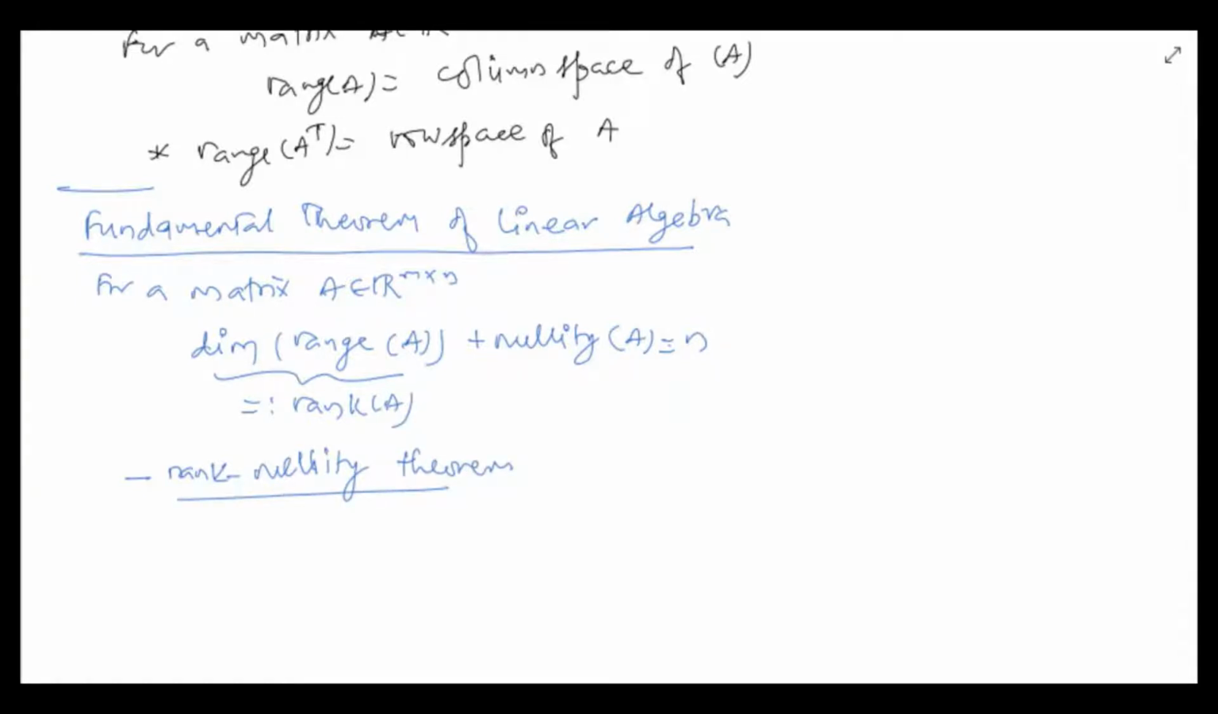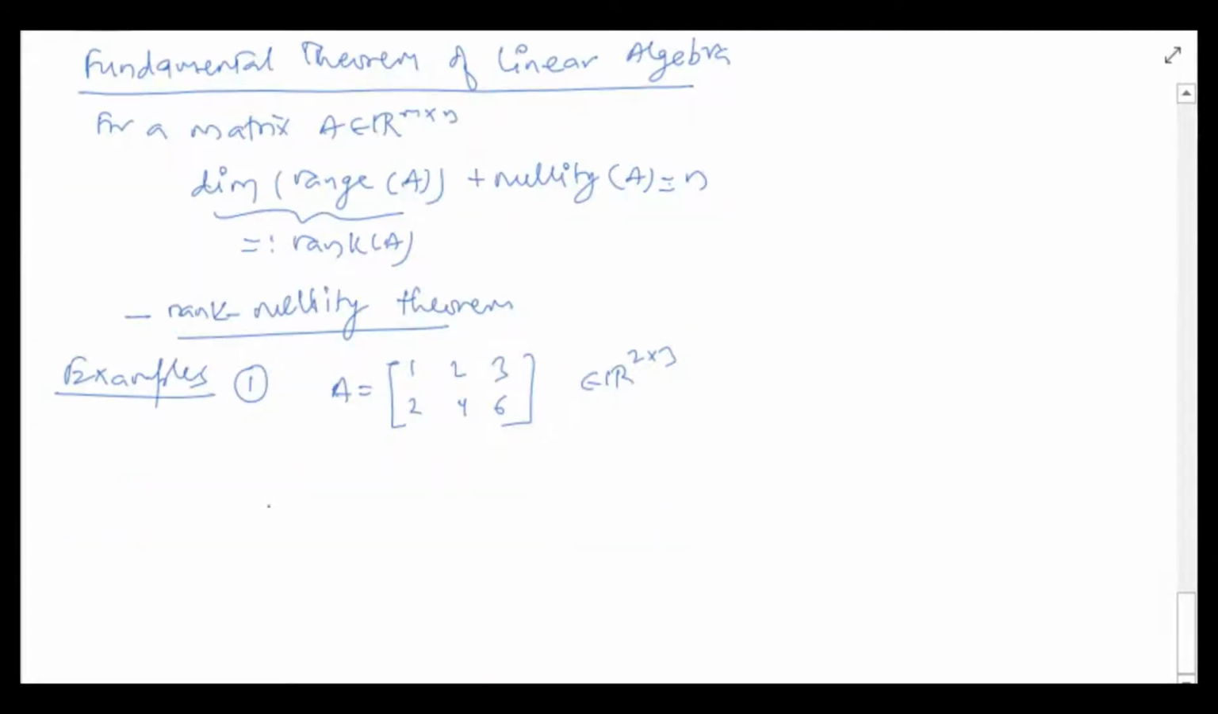Let's see a few examples. Let us take A to be the following matrix: 1, 2, 3, 2, 4, 6. It's a 2 by 3 matrix. It can be easily seen that the rank of this matrix is 1 because the two rows are linearly dependent. If we multiply the first row by 2, we get the second row. Clearly the number of linearly independent rows is just 1, so the rank of A is 1.